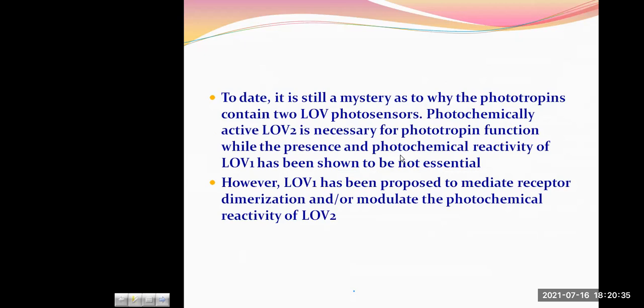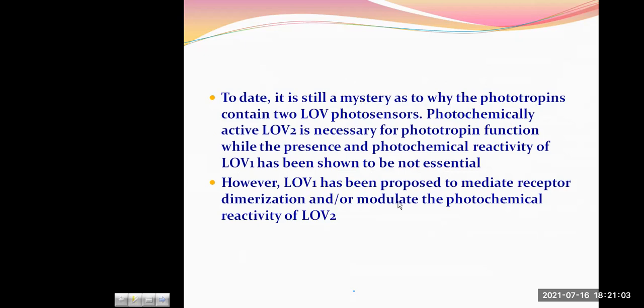While the presence and photochemical reactivity of LOV1 has been shown to be not essential, it becomes a challenge for biochemists to know why LOV1 is there when it is not essential for photosensation. Only LOV2 is essential, and it is a mystery that is not known yet.